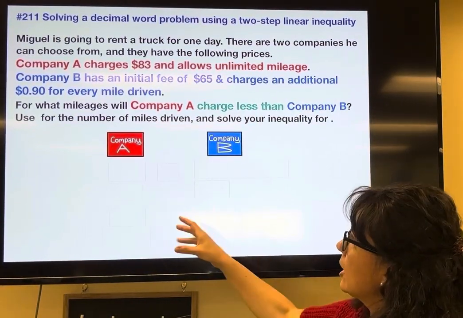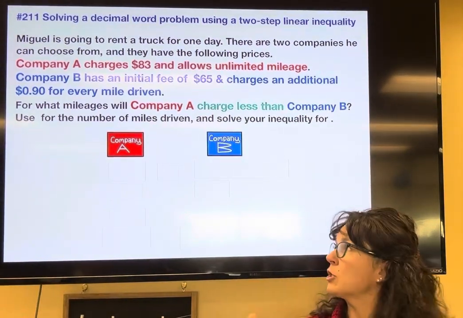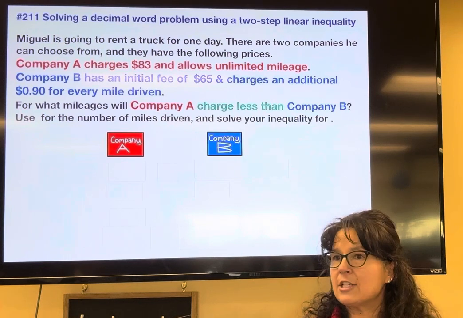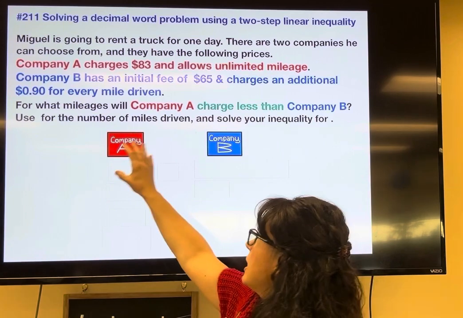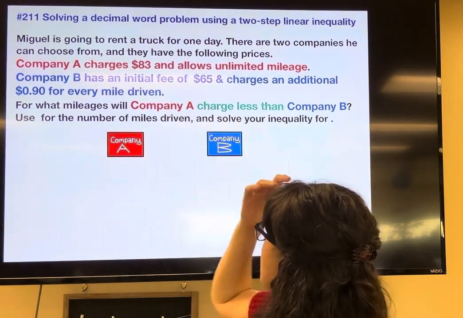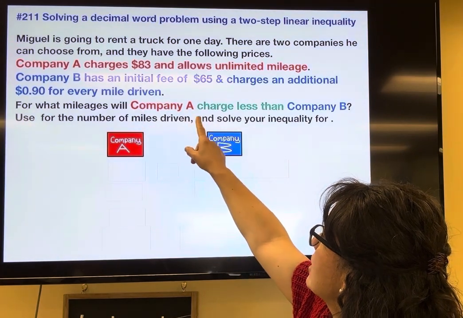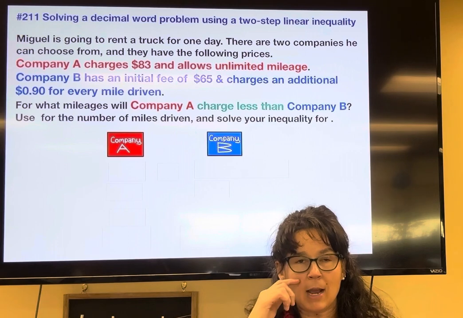We're gonna create an inequality again, but ultimately they're talking about how much company A charges and how much company B charges. It's easier to set these up if you create expressions for each one separately first. And picking out the important information, it says that company A charges $83 and allows unlimited mileage.